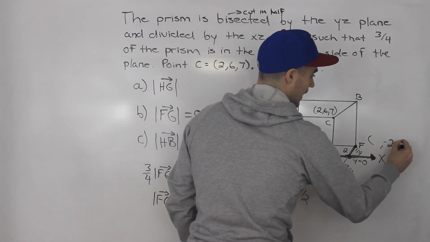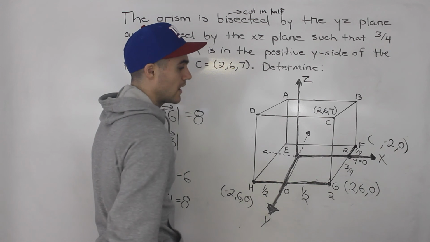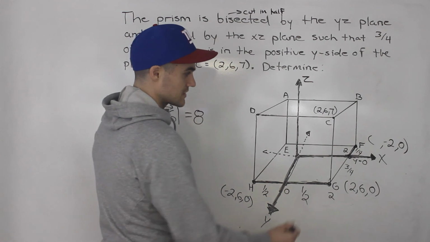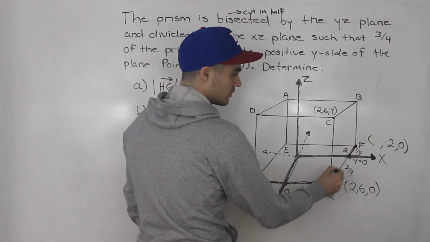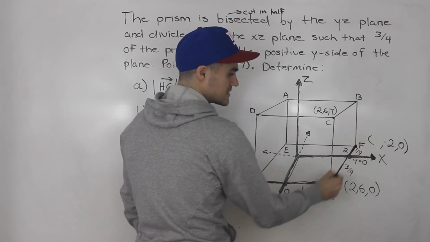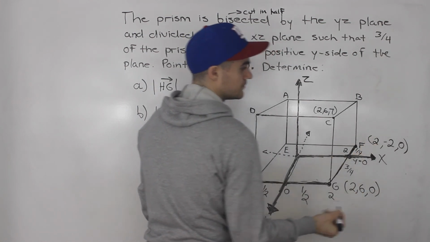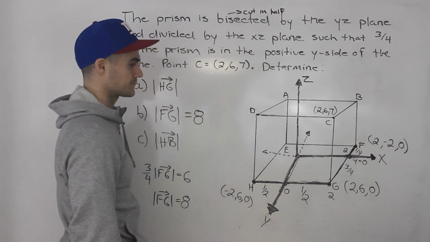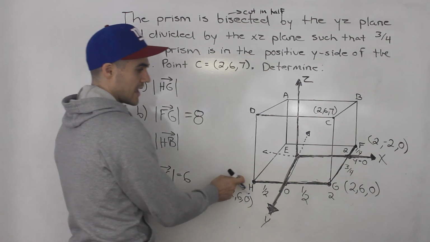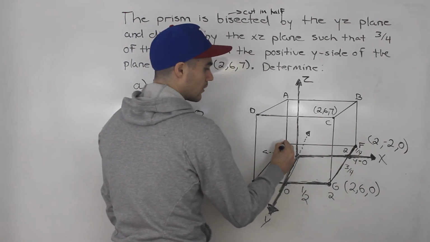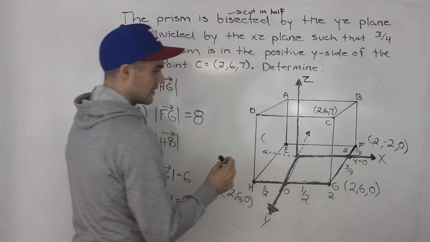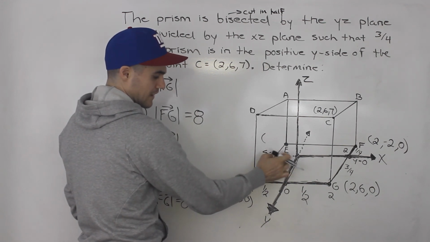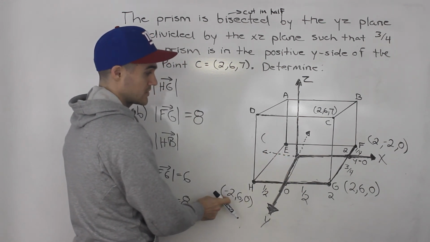We also know that the z value is 0 because it's still on the xy plane. And the x value stays constant from point G. Notice this whole line here always has an x value of 2. So point F has a coordinate of 2, -2, and 0. Now that we have coordinates H, G, and F, we can easily figure out coordinate E. Notice coordinate E is going to have the same negative x value of -2 as point H.